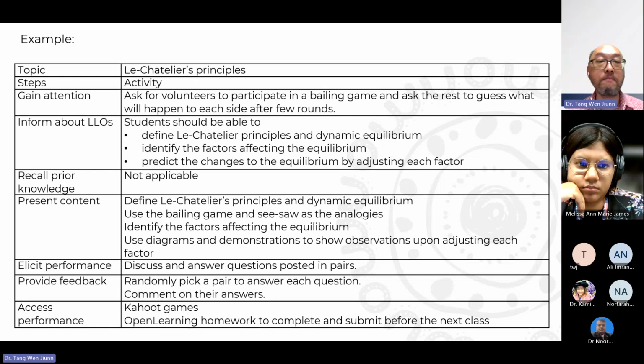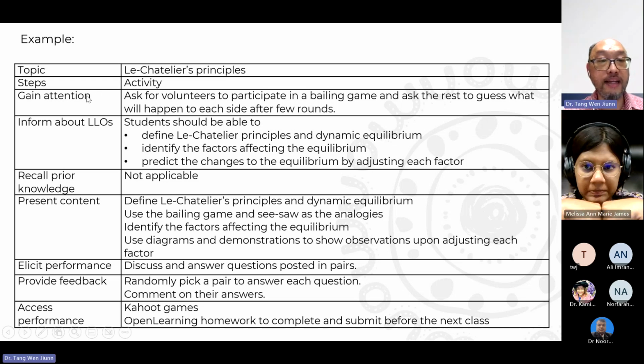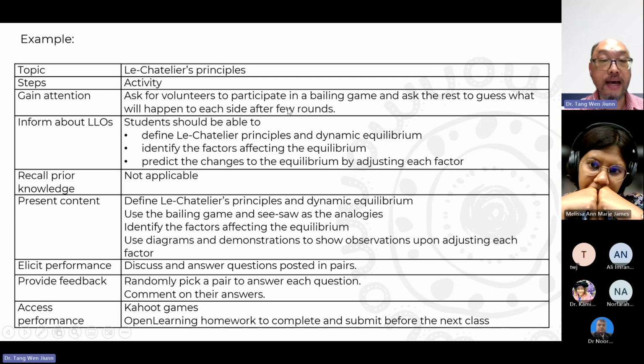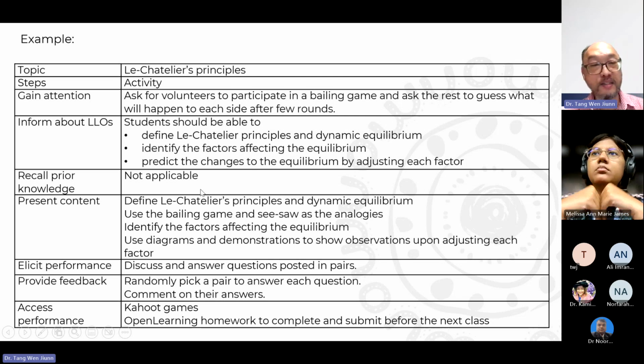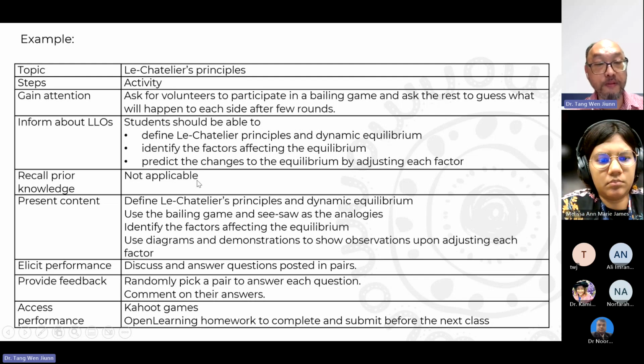This is just a simple example. What is the topic, the principles, then gain attention. Ask them to play a building game first, and then ask them to guess what will happen to each side. After that, bring them in and say, today you're going to learn about Le Chatelier's principle. What are the learning outcomes? Because it is a new topic, there's no prior knowledge to recall, so jump straight away to the presentation.